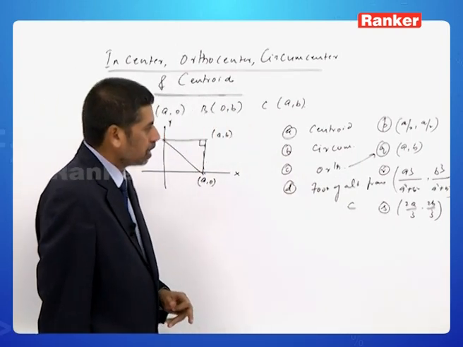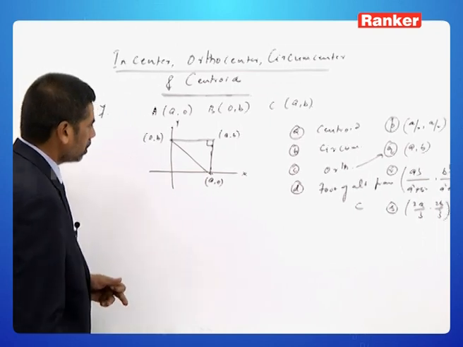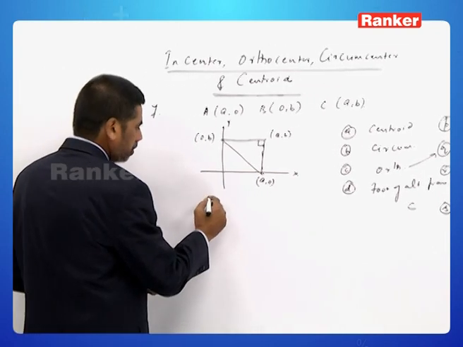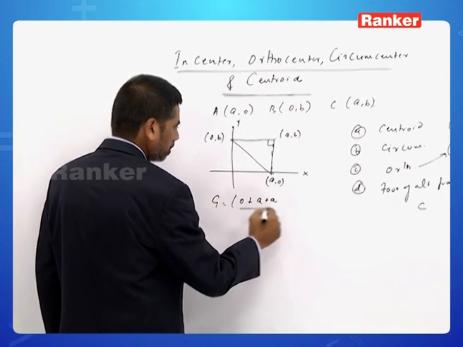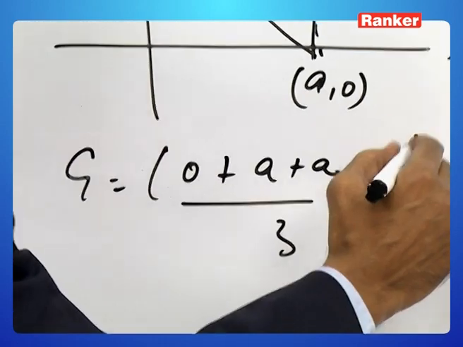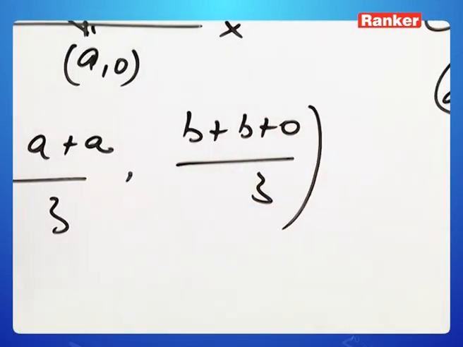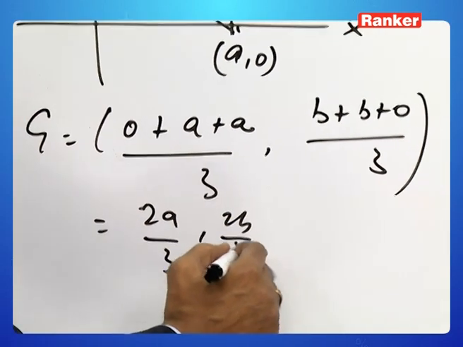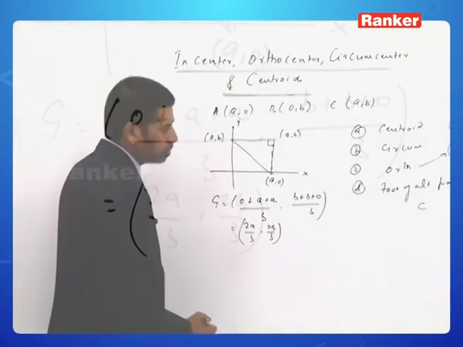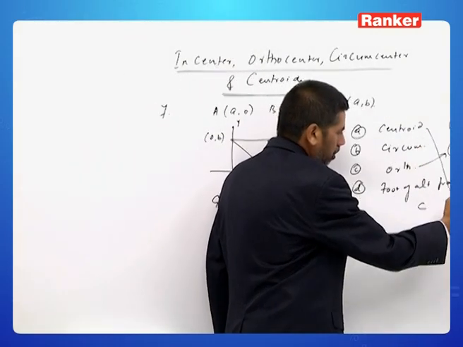Next, let's go to the centroid. The centroid will be (0 plus A) by 3, (B plus B plus 0) by 3. So this will be 2A by 3, 2B by 3. So the centroid goes straight away to that one.